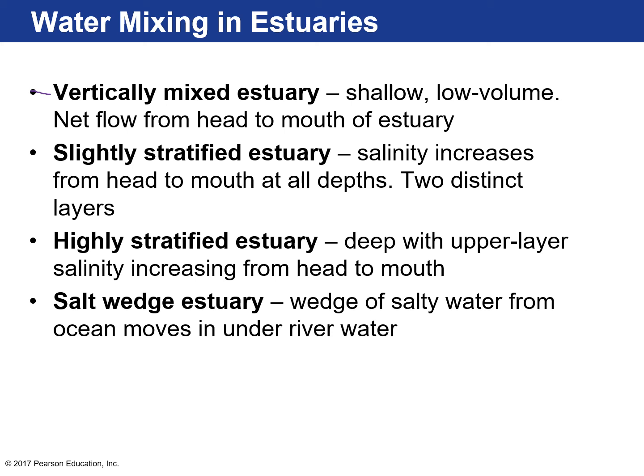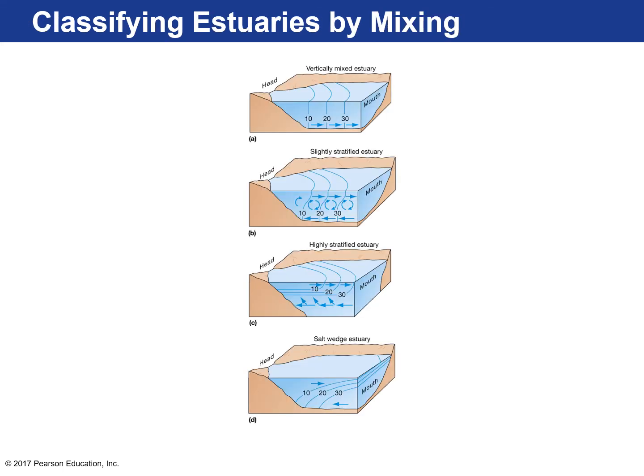There's slightly stratified and highly stratified, and this is where salinity increases from the head of the estuary to the mouth in 2 distinct layers. So these are fresh water and salt water that are distinguishable based on density. So the fresh water will sit on top. And then finally there's a salt wedge estuary, where a wedge of salty water from the ocean moves underneath the river. I've got pictures. Let me just show you.